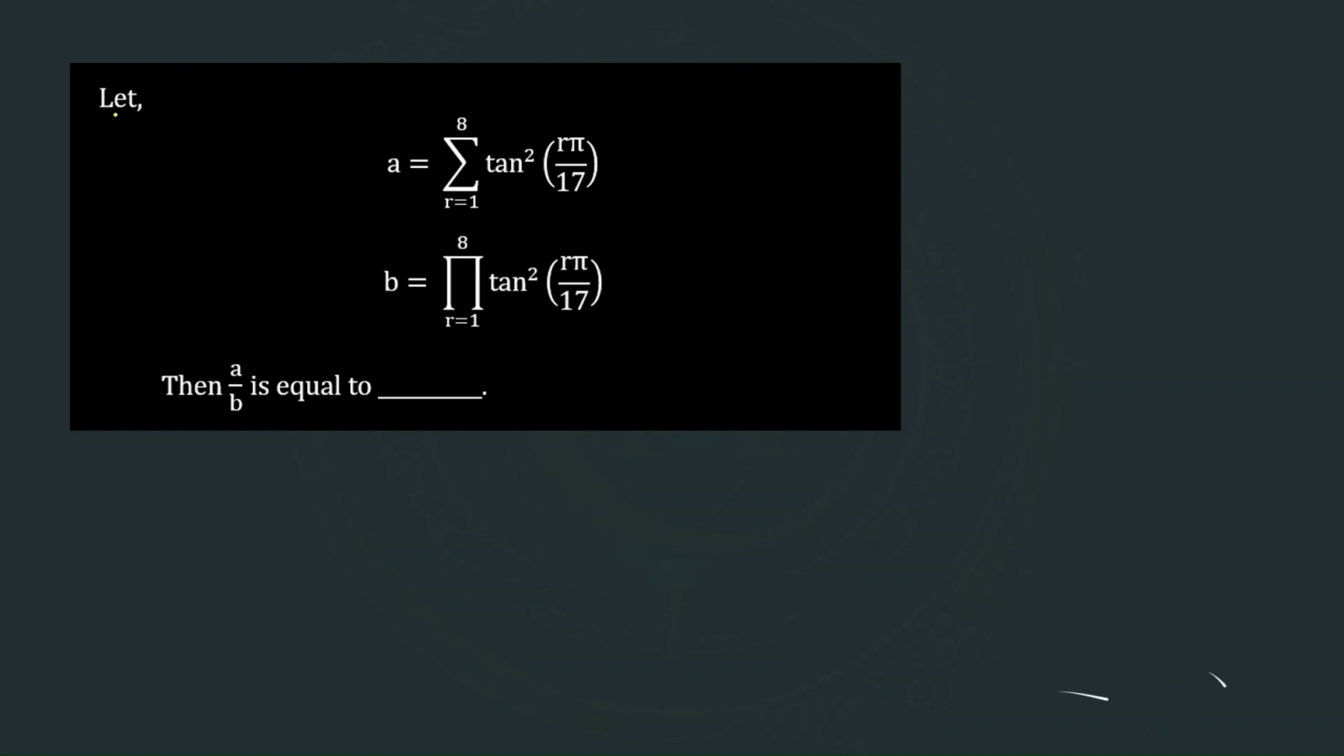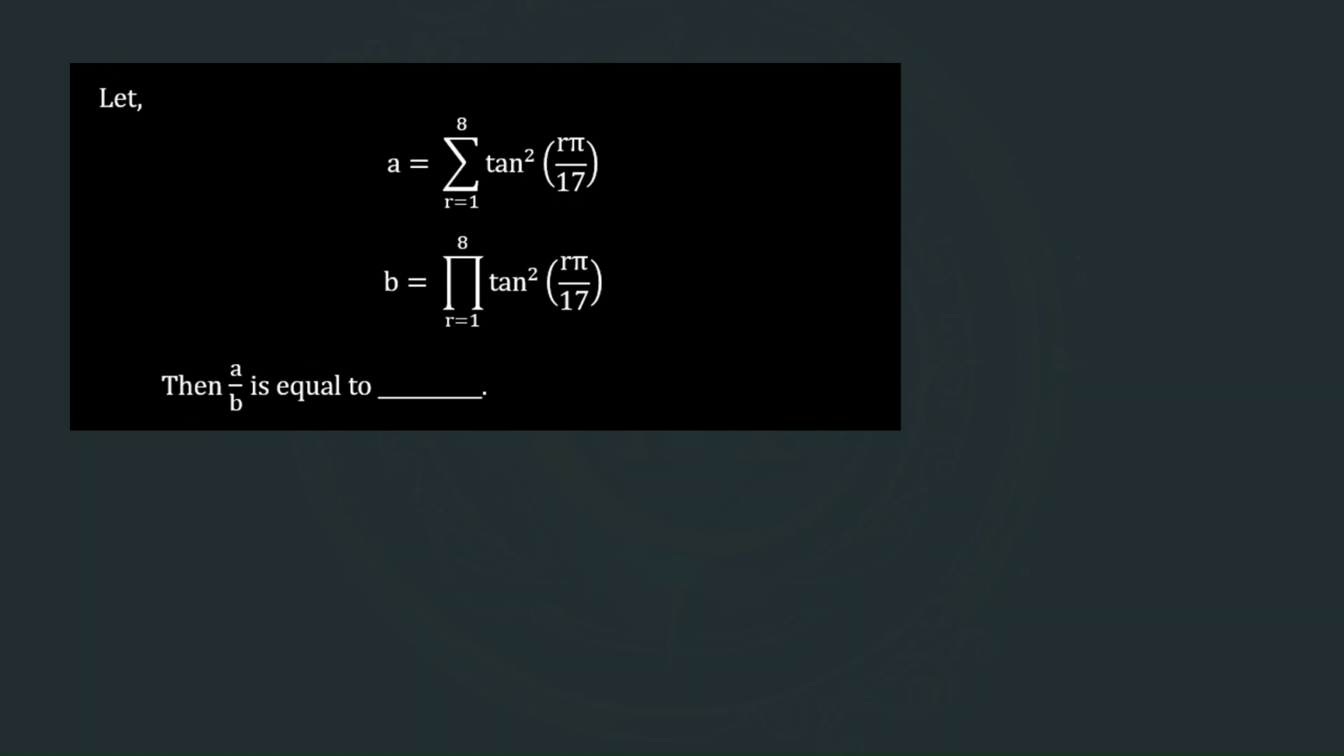Here it is saying, let A equal to the summation r equal to 1 to 8 of tan square r pi by 17, and B is the product of tan square r pi by 17, where r is running from 1 to 8. Then we are asked to calculate the value of A by B. Now these are two trigonometric series in tan. So the question asks about some summation and some product.